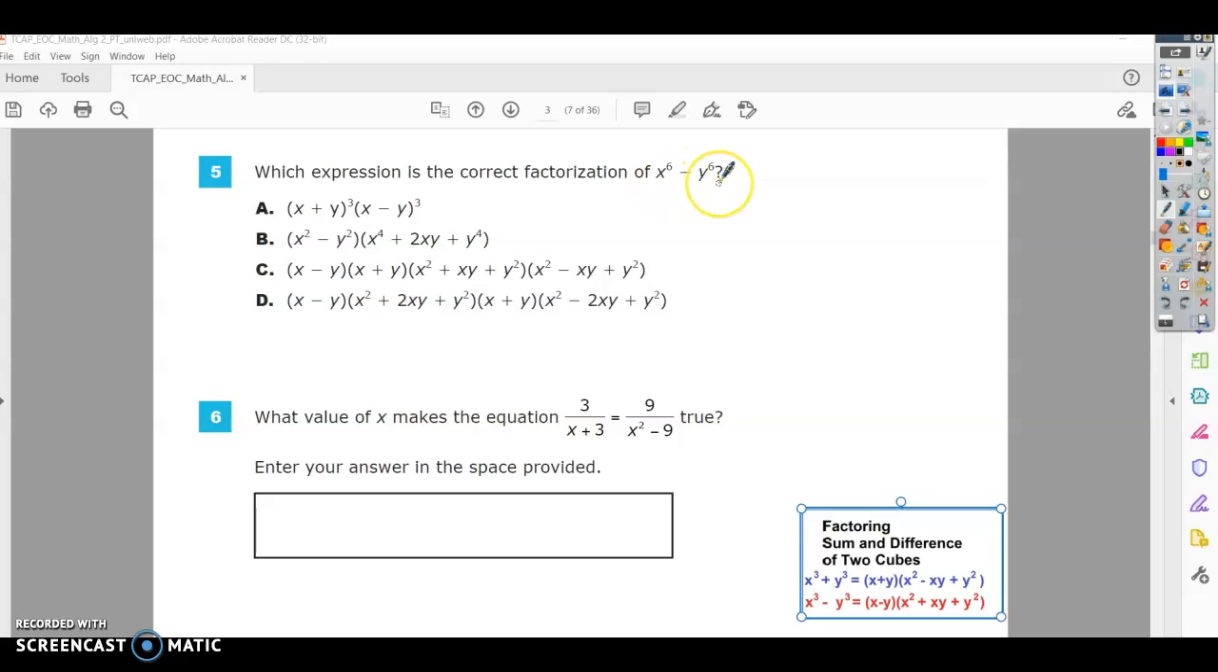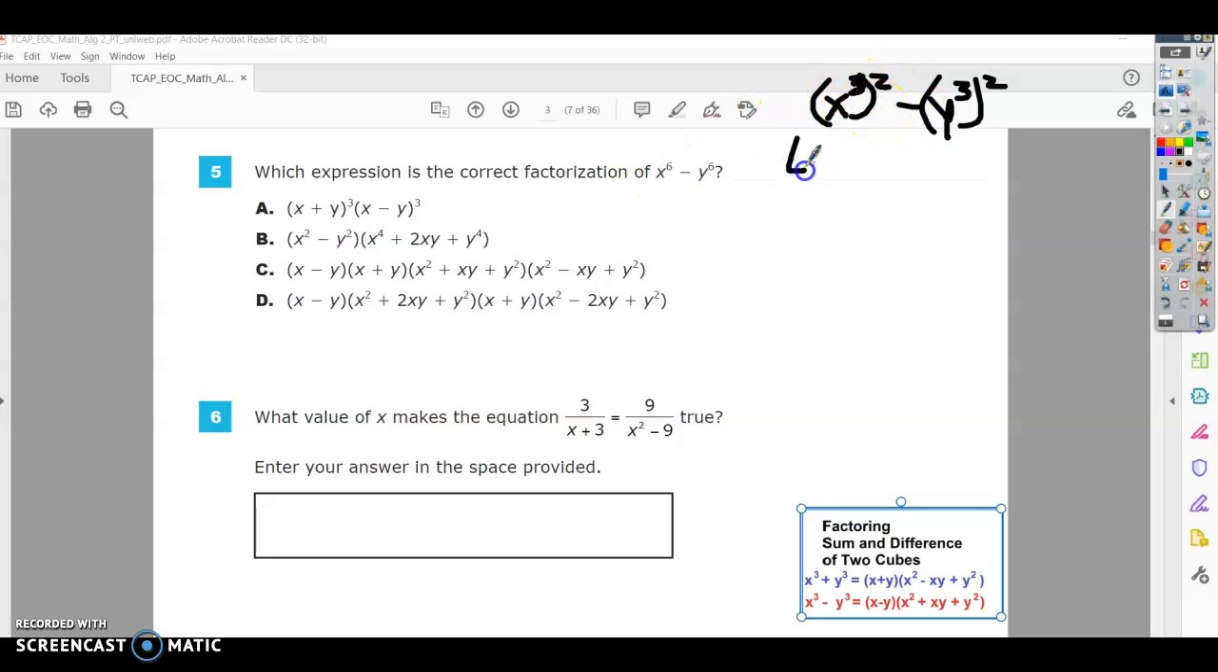So if you look at this, you think, well, properties of exponents, I can rewrite this as x cubed squared minus y cubed squared. I'm just using my properties of exponents again to rewrite a power to a power: you multiply. So 3 times 2 is 6, so this is the same expression.